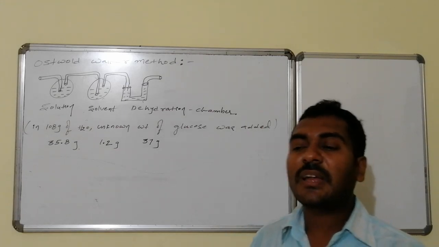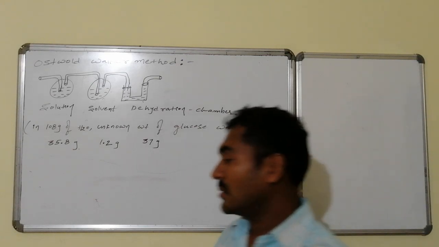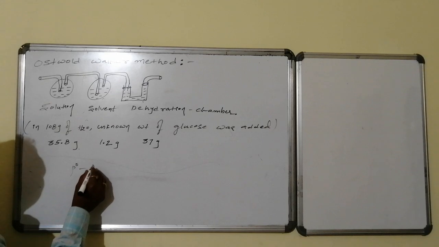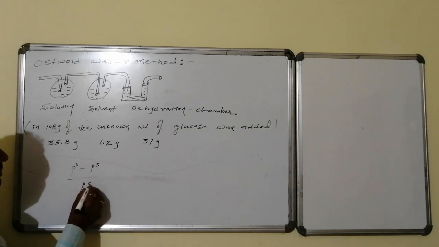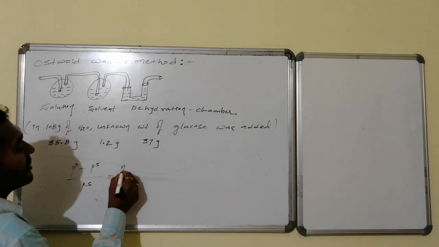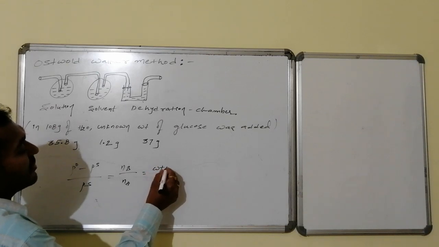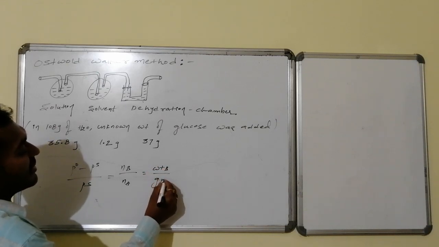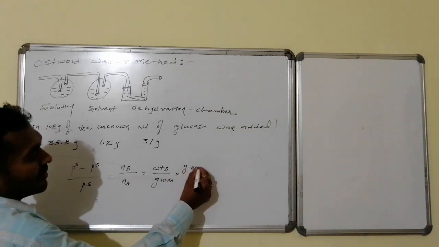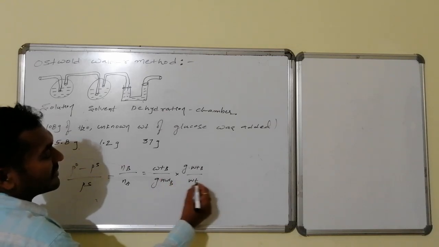Then you are asked to calculate the weight of glucose added to the solution. That will be given by Raoult's law. The modified form of Raoult's law is P0 minus Ps by Ps equals Nb divided by Na, which equals weight B divided by gram molecular weight of B, into gram molecular weight of A divided by weight A. This is weight B and this is weight A.